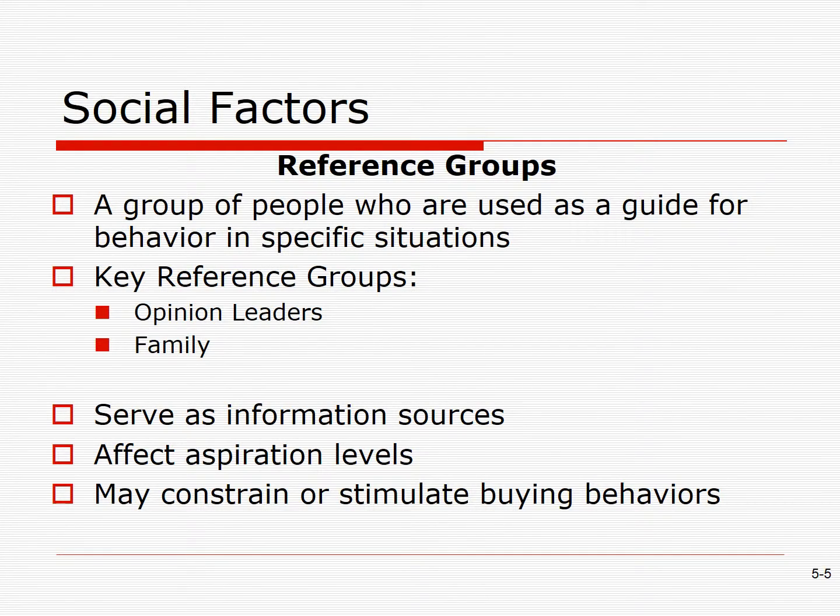We can also talk about social factors, and one of the primary social factors that can influence decision making is that of reference groups. Now, reference groups are defined as a group of people who are used as a guide for behavior in specific situations. So there are a couple of key reference groups that we would talk about. Certainly one would be opinion leaders. Opinion leaders certainly are people that you consider experts in an area, people whose opinion you would seek out for a decision.